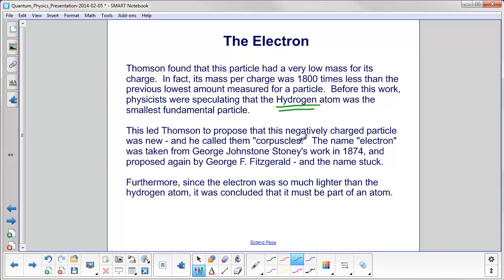This led Thomson to propose that these negatively charged particles were something new, and he actually called them corpuscles. The name electron was taken from George Johnstone Stoney's work in 1874, and again by George Fitzgerald, who proposed it a little later, and that name stuck. Furthermore, since the electron was so much lighter than the hydrogen atom, it was concluded that it must be part of an atom, so there was some underlying structure here to the atom that had not previously been seen.